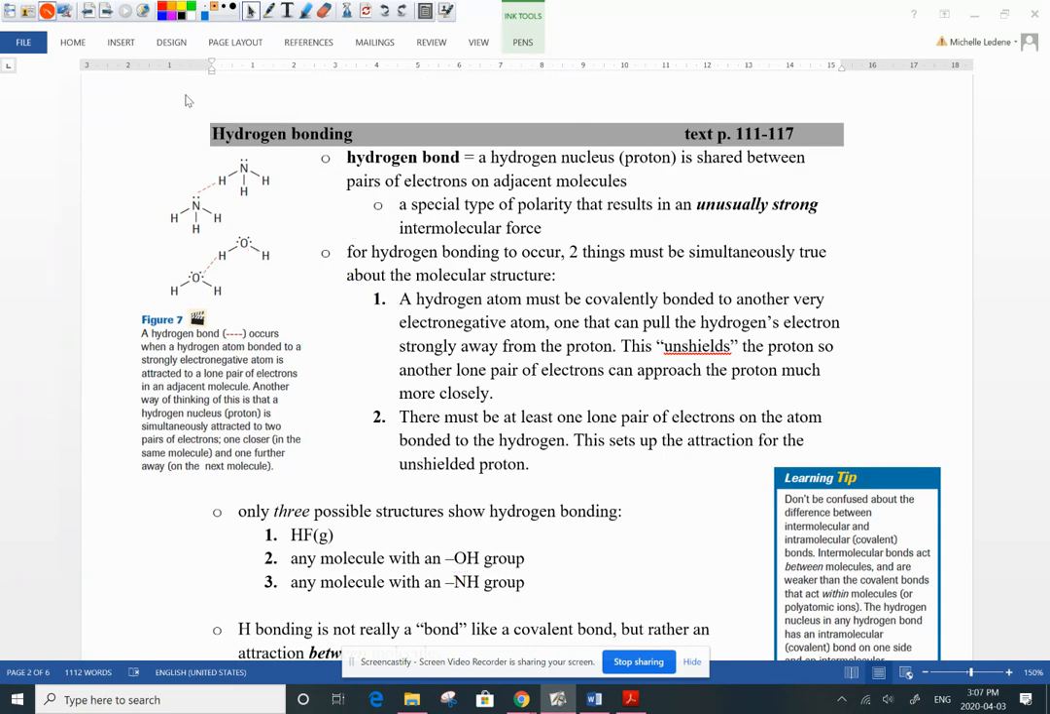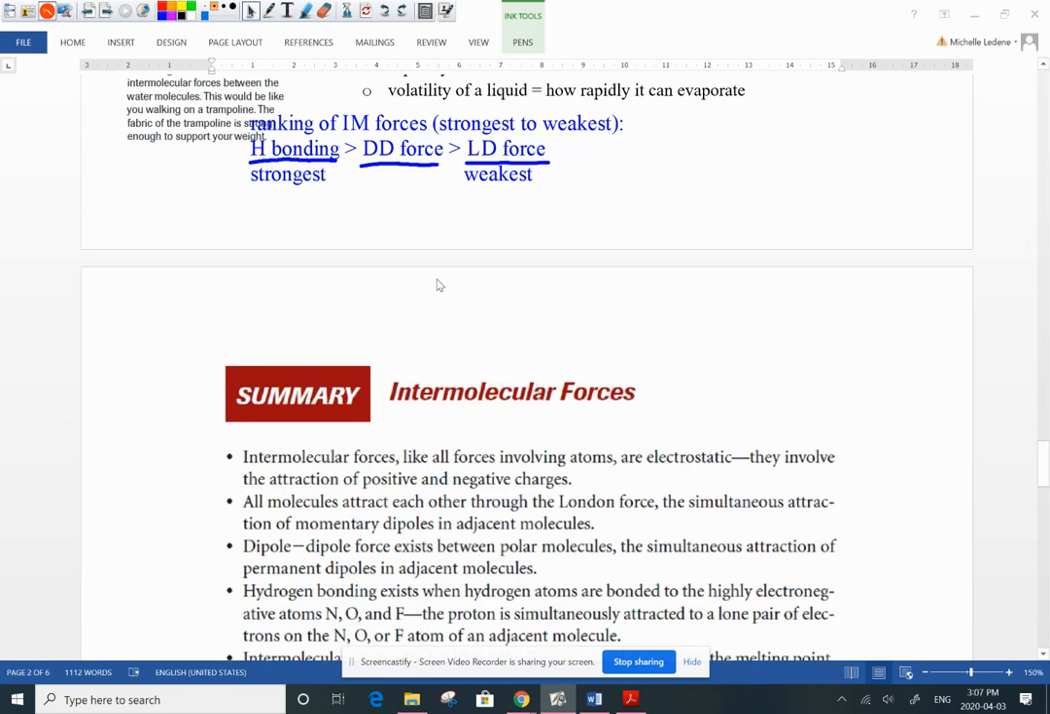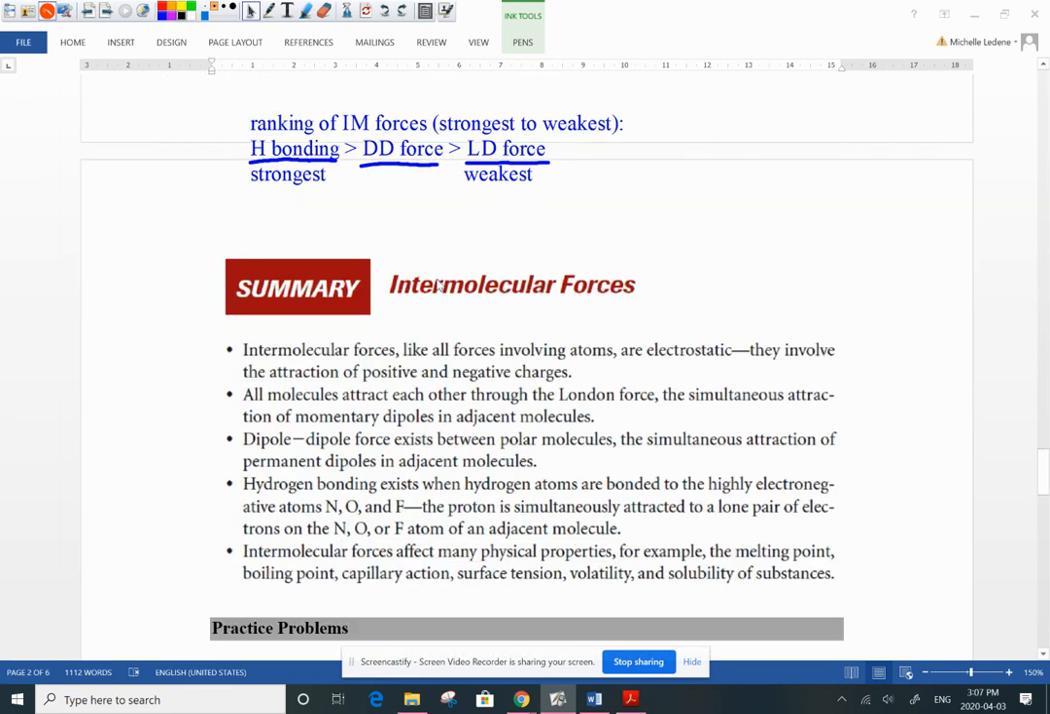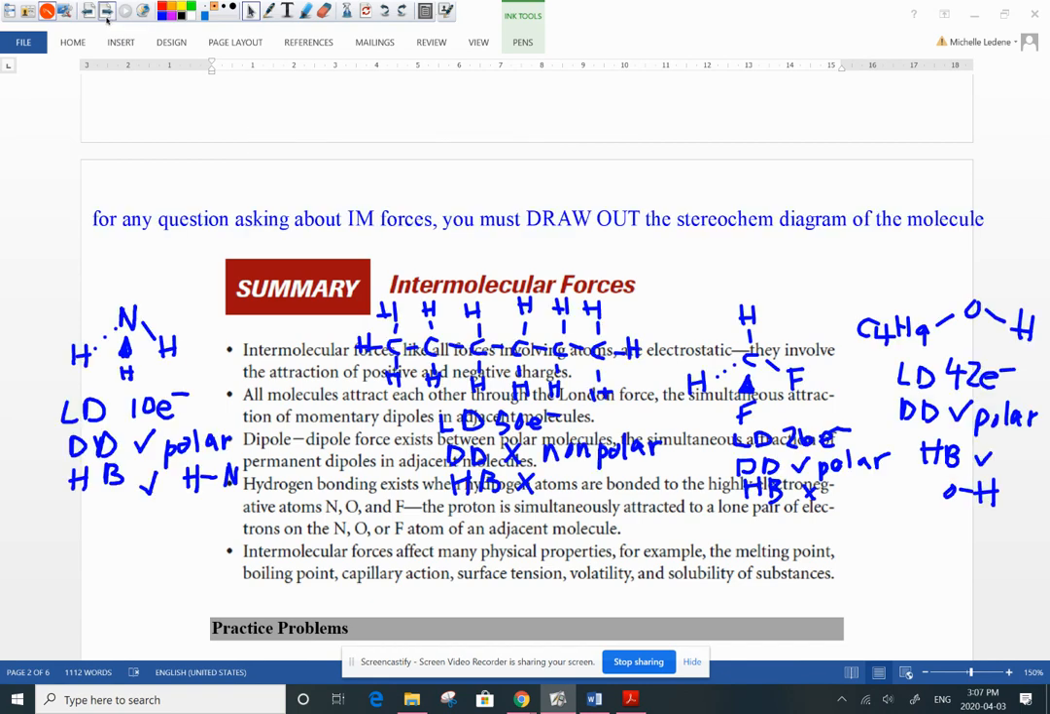So let's take a look now at a couple of questions. This has some good little summary here. It goes through the intermolecular forces. And again, if you're asked to rank these forces, hydrogen bonding is the strongest, dipole-dipole, the polar molecules, medium, and London force, that all molecules have because all molecules have electrons, is the weakest force.